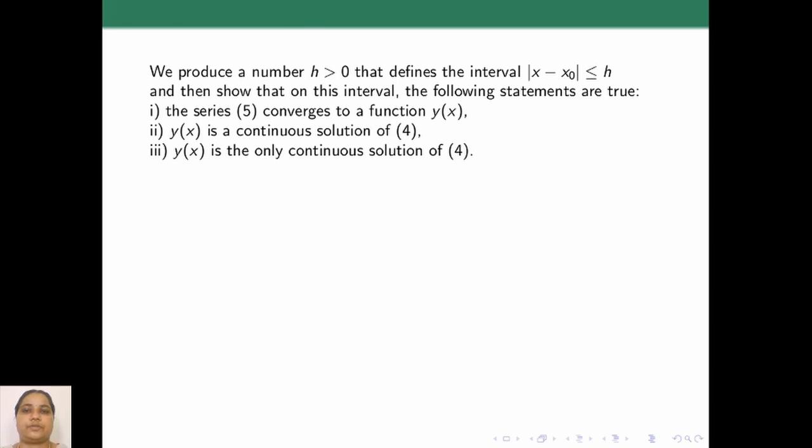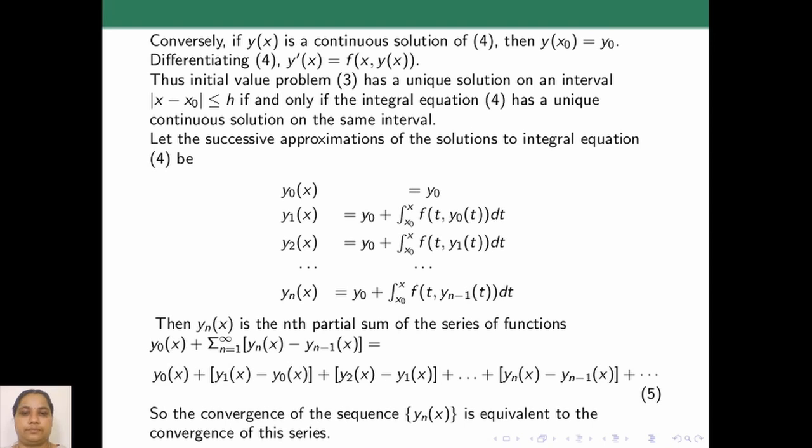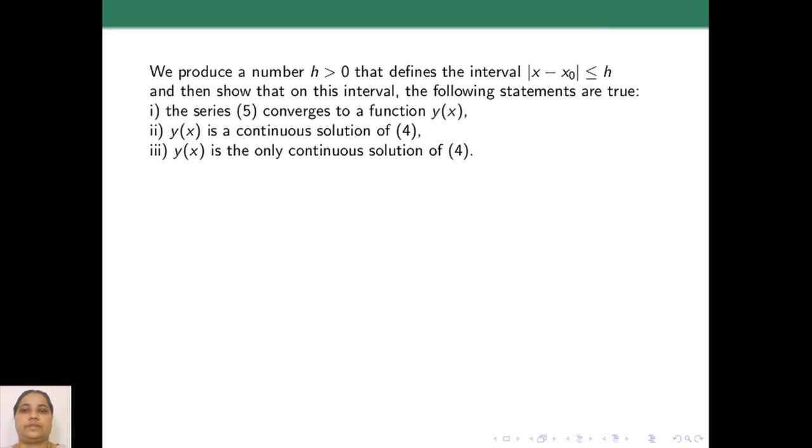Now we try to produce a number h greater than 0 that defines the interval modulus of x minus x naught less than or equal to h, and then show that on this interval the following statements are true. First, the series 5 considered above converges to a function y of x. Second, y of x is a continuous solution of the integral equation 4. And third, y of x is the only continuous solution of 4.